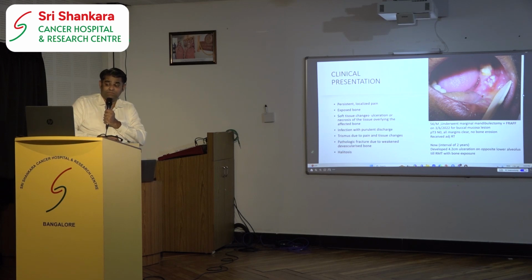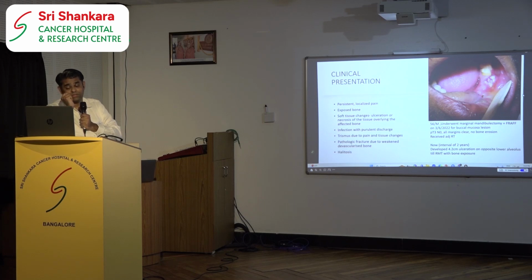Whenever a patient has trismus and foul-smelling discharge and all that, first thing is to rule out recurrence. Second thing you should rule out is ORN. Pathological fracture can occur due to weakened, devascularized bone. Again, recurrence can cause pathological fractures. Halitosis, that is foul breath.